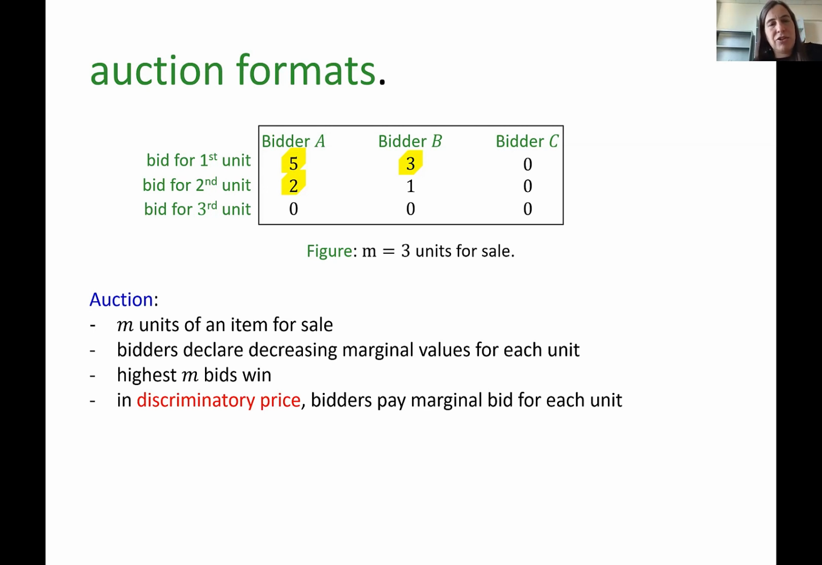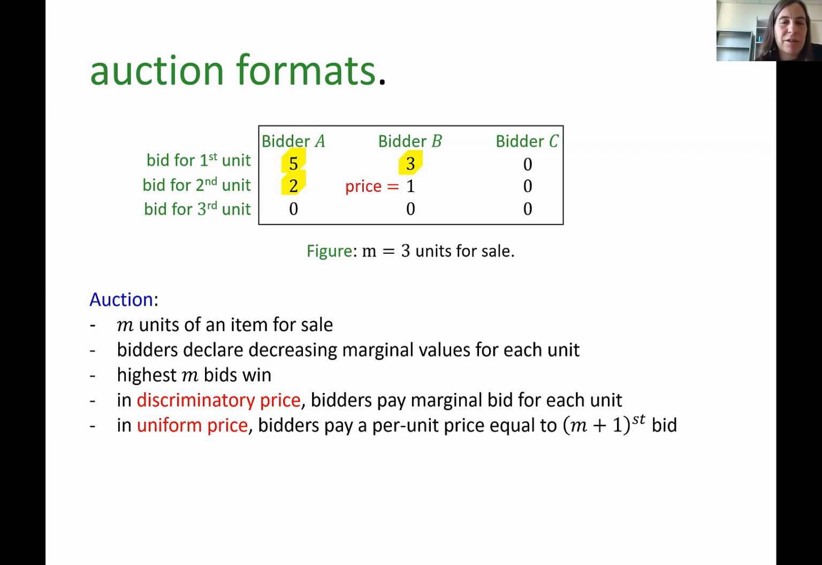And in a discriminatory price auction, these bidders are going to pay their marginal bid for each unit. So bidder A would pay 7 and bidder B would pay 3. And we also think about uniform price auctions in which every unit that is won in the auction is sold at the same price. That's why it's called uniform price. This price could be anything between the lowest winning bid and the highest losing bid. I'll assume that the uniform price is chosen to be the highest losing bid. So in this example, that price would be 1.